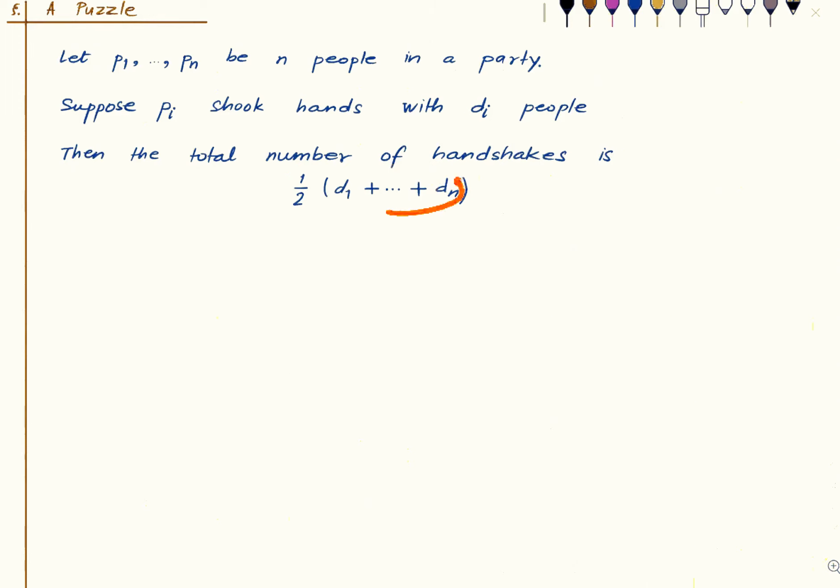So in particular, the sum of the di is always an even number. And this is not a deep mystery or anything. If you just think about it for 2 minutes, you will get why this is true. But we will develop a general principle, and this will be a consequence of it.